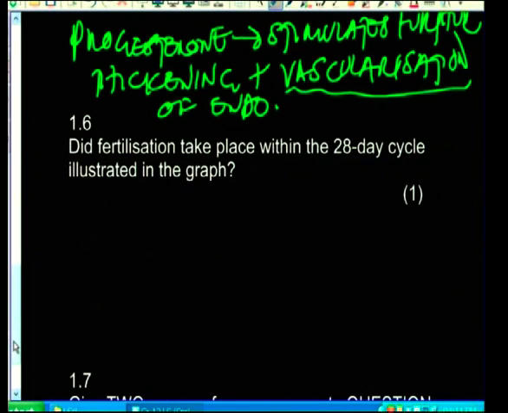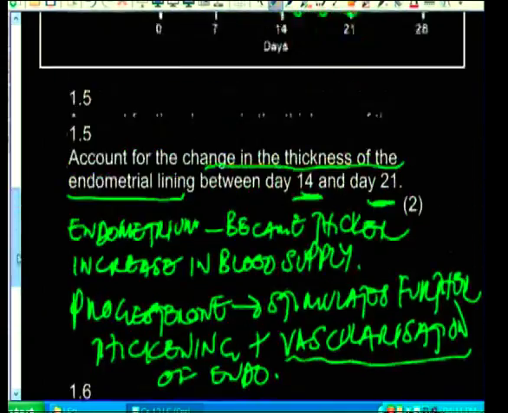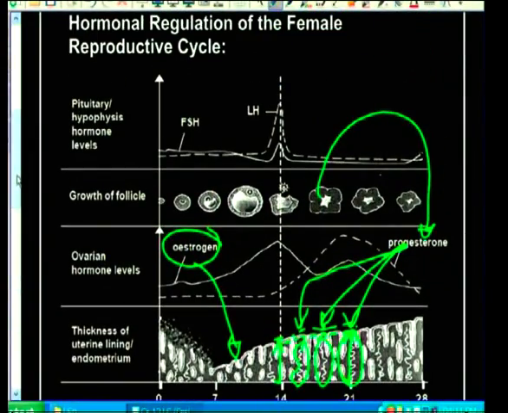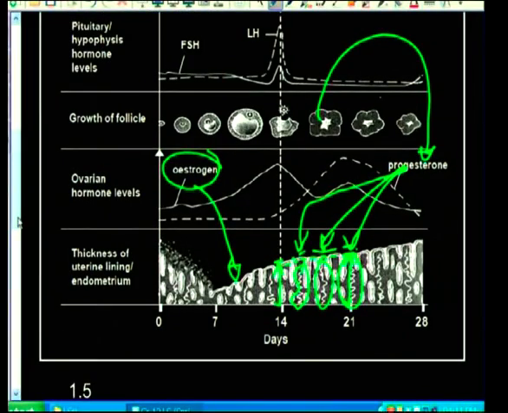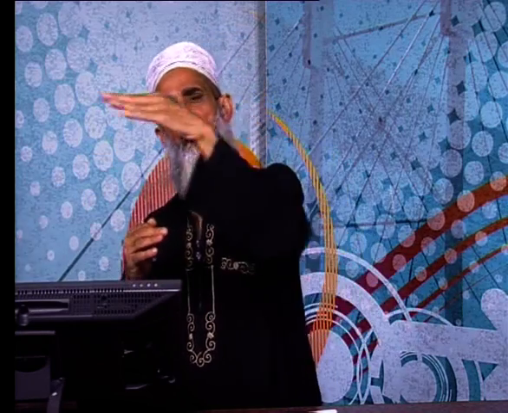Did fertilization take place within the 28-day cycle illustrated in this graph? Now we need to look for clues. Our first clue would be that of progesterone. I just said earlier that progesterone maintains pregnancy. That means if the woman is pregnant, progesterone helps to maintain that pregnancy. So will progesterone levels go down if she's pregnant? No, it cannot be. Progesterone levels have to stay constant in that time because it's maintaining pregnancy.